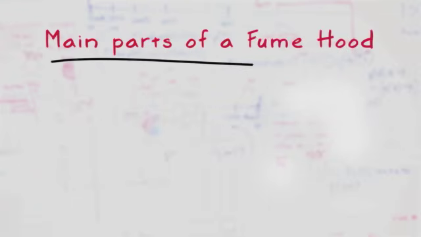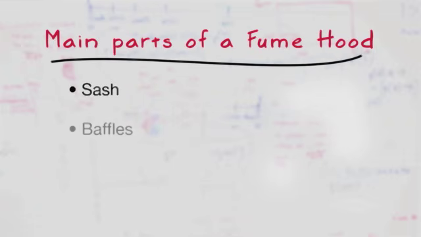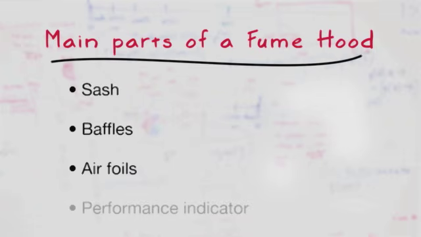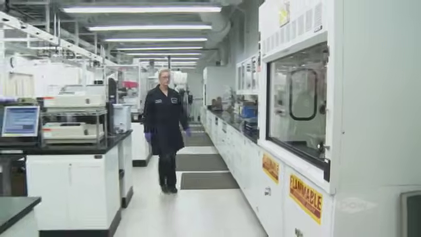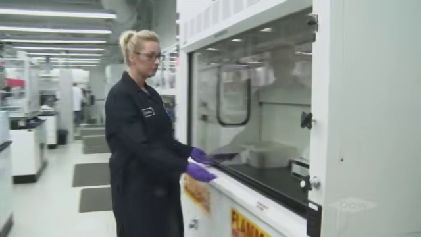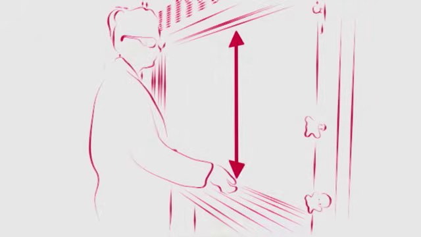Let's take a closer look at the 4 main parts of a fume hood. They are the sash, baffles, airfoils, and performance indicators. Let's look at each part individually with Heather. The sash is actually a sliding door. It can move both vertically and horizontally.